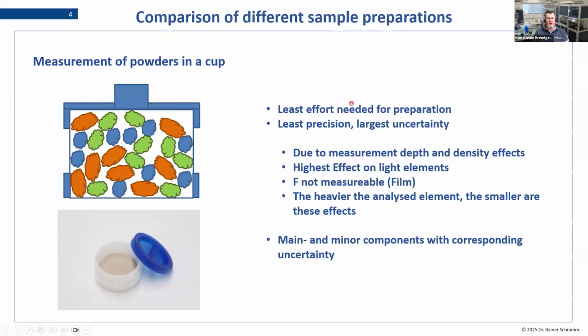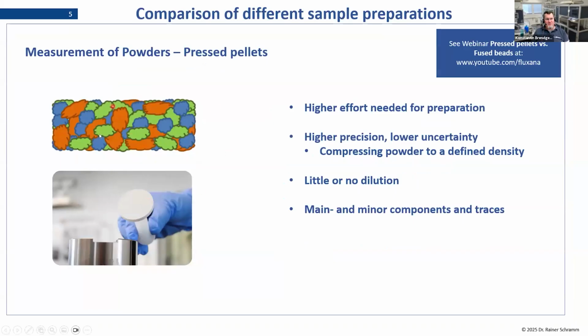Again, I don't want to go into too much detail, but this creates some problems with density and light elements, and also the film absorbing our analysis signal, our fluorescence. So it is quick and dirty, but there are, let's say, better ways to analyze samples and get more precise results. For example, taking the same powder and making a pressed pellet.